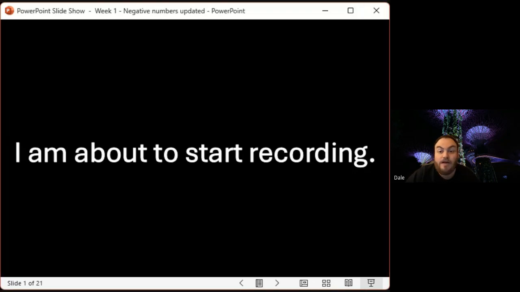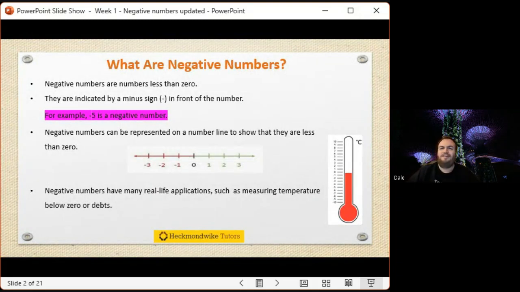Right. Now, this week, we are focusing on negative numbers in relation to maths. We did a bit of English last week and the week before, and now we're going to move on to some maths. So, what are negative numbers?